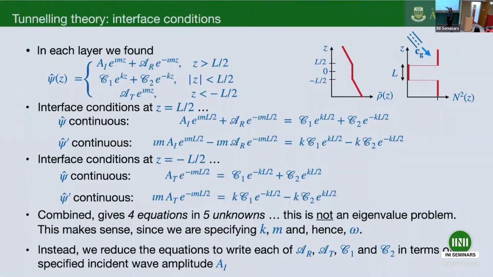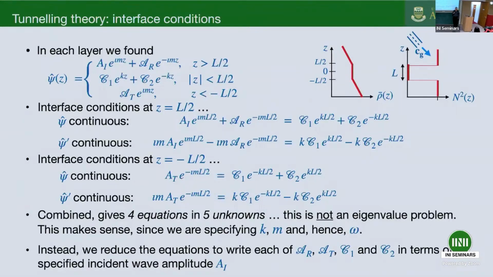And then at the lower interface at minus L over 2, continuity and its derivative. So what we have now are 4 equations in 5 unknowns. Okay, so our 5 unknowns are the amplitude of the incident, reflected, and transmitted waves, and these 2 constants that say what's going on with the exponential in the middle.